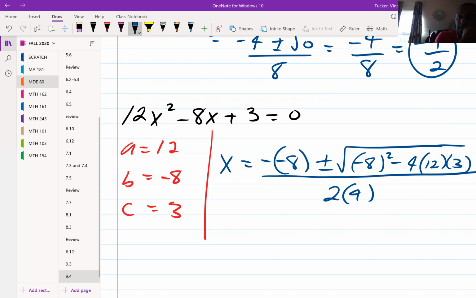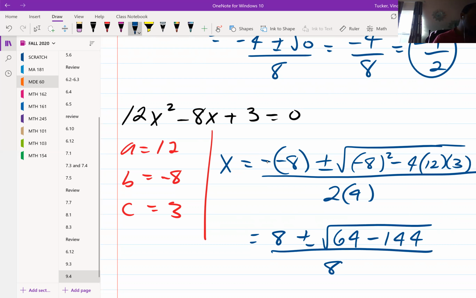All right, so we have negative 8 plus or minus the square root of negative 8 squared minus 4 times 12, which is A, times C, which is 3, all over 4 times A, or 2 times 4. I'm going to do it that way. Negative 8 squared is 64. Plus or minus the square root of 64 minus 4 times 12 times 3, all over 8.